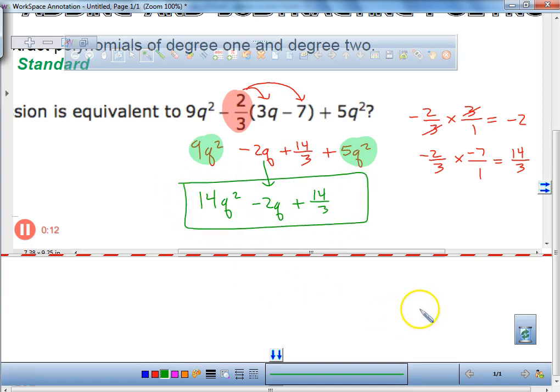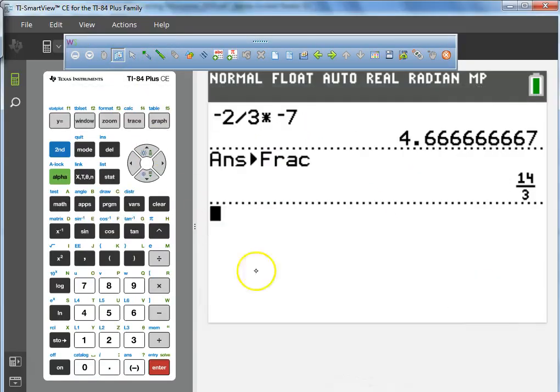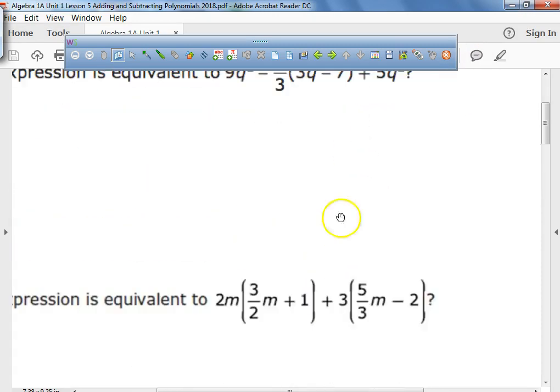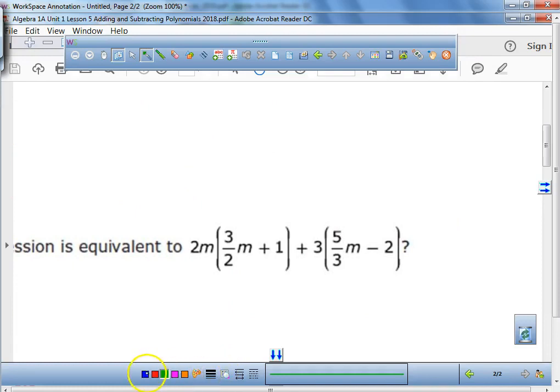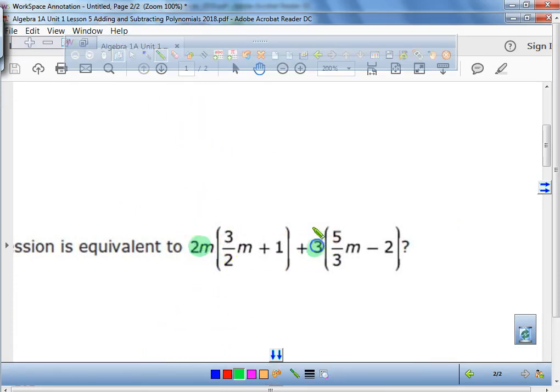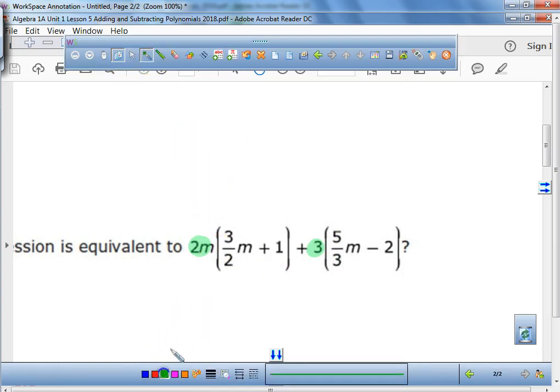All right. So what was the difficult part of this problem? It was the negative 2/3 being distributed to both of them. All right. Now let's go ahead and move on to the next problem right here. All right. Go ahead. What I'd like you to do right now is we're going to distribute this 2n and this 3 to everything inside of the parentheses, okay? That's what we're going to do.